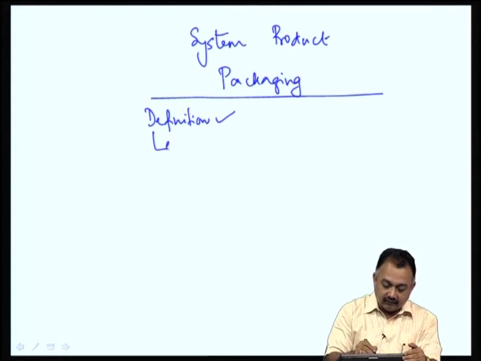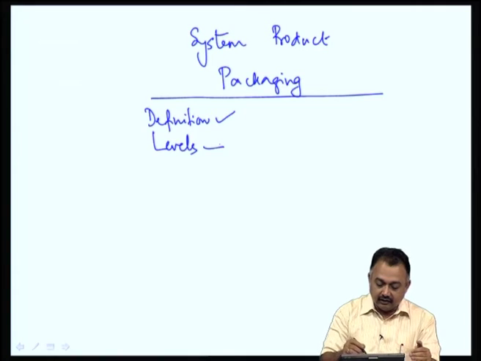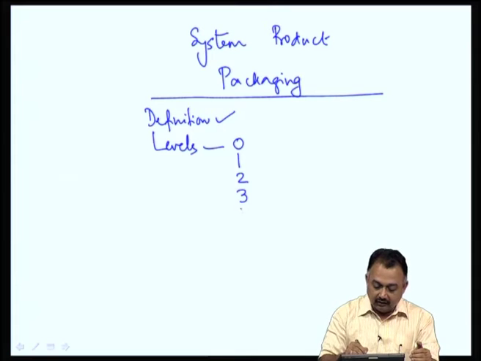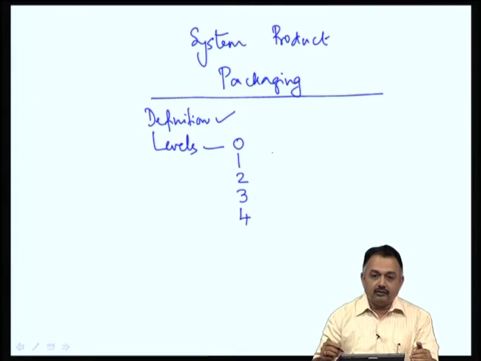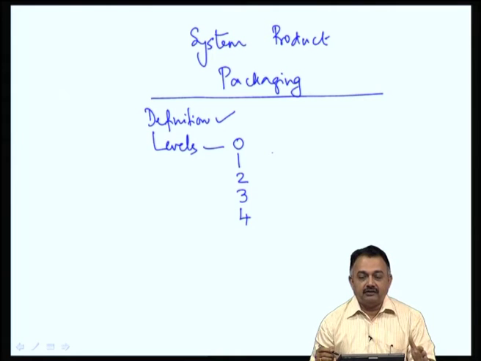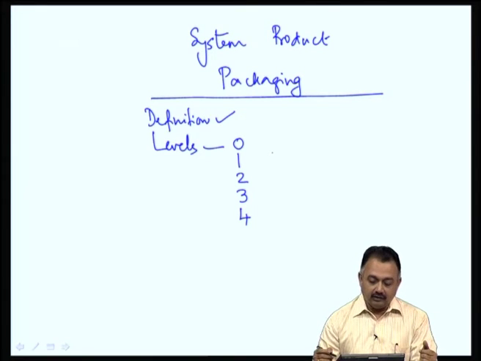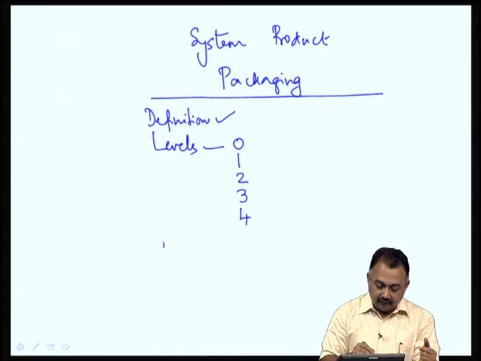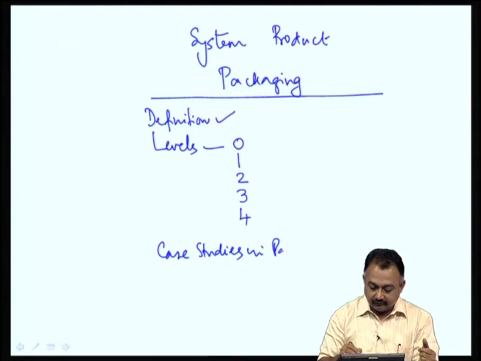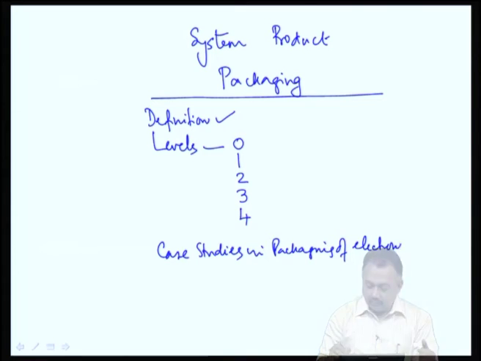Then we have seen the levels of packaging, right. If you recollect, we are talking about level 0, level 1, 2, 3 and 4. Level 0 to 4 comprises various activities which you are now going to review again today if you are not really comfortable. And then today we are going to focus on some case studies in packaging of electronic products in various sectors.